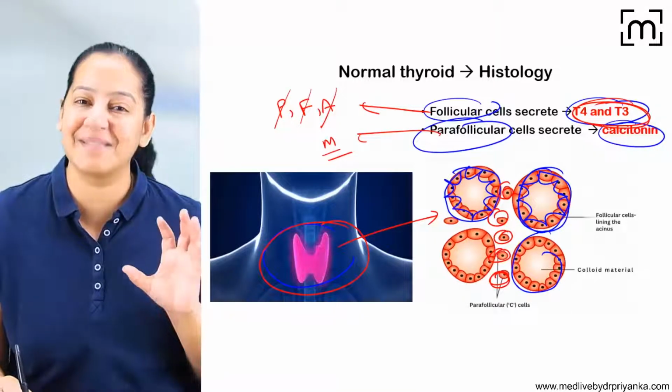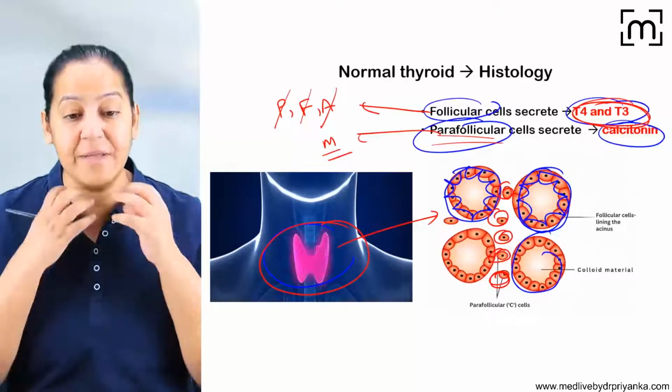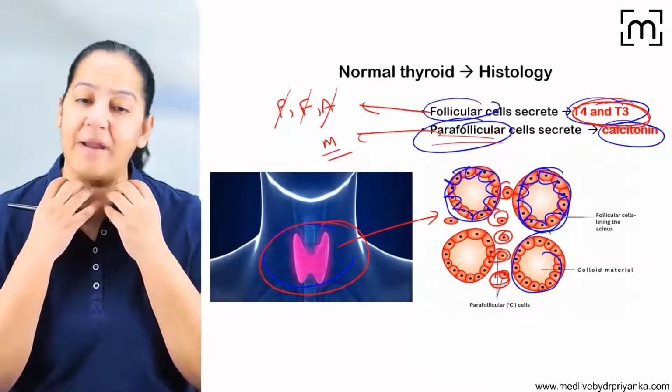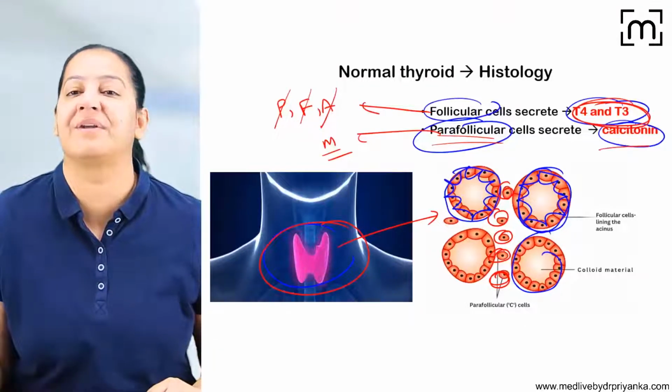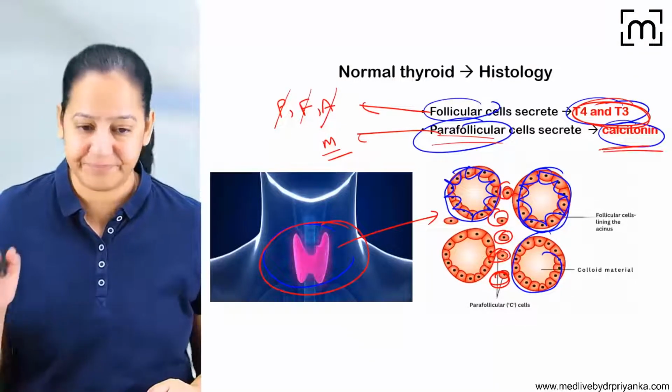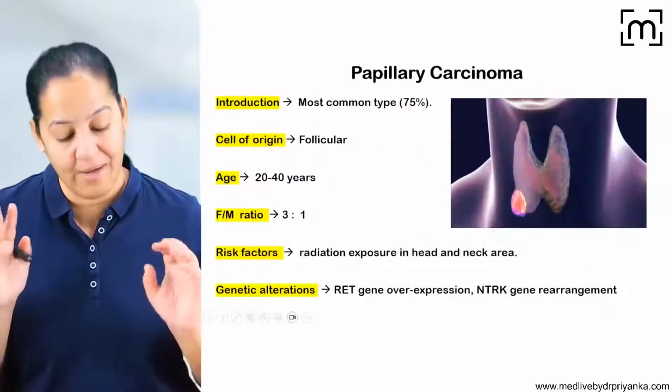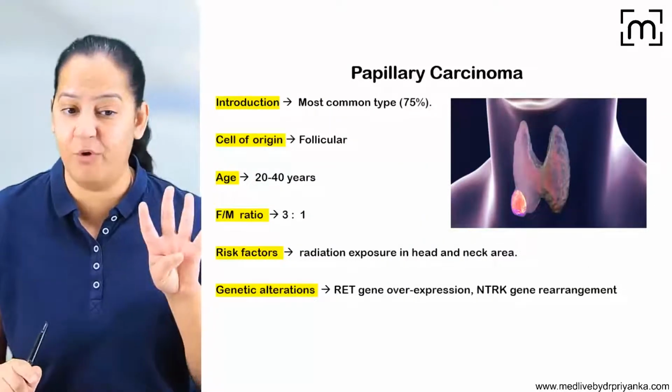So medullary carcinoma, since it is arising from parafollicular cells, whenever a female or any person has medullary carcinoma of thyroid, excess calcitonin is secreted in the blood. So that will be the main thing you have to understand here. Now let's start the first tumor. We will be discussing four one by one.